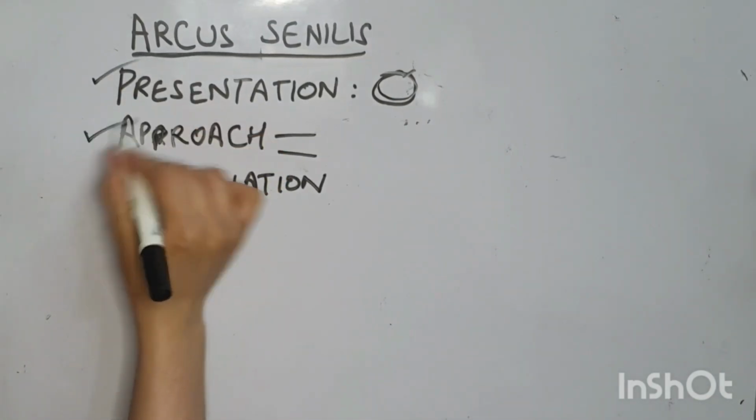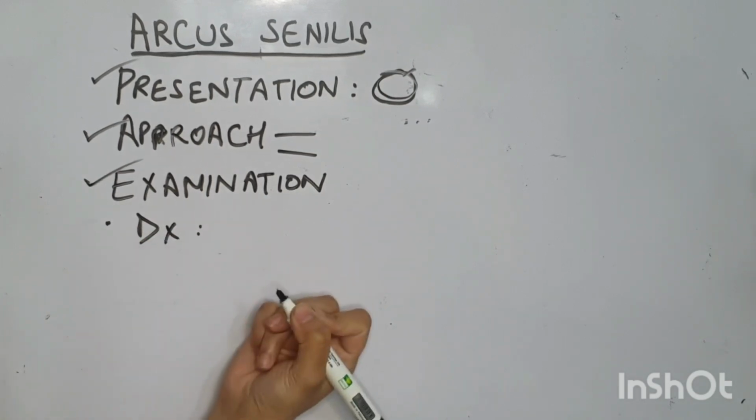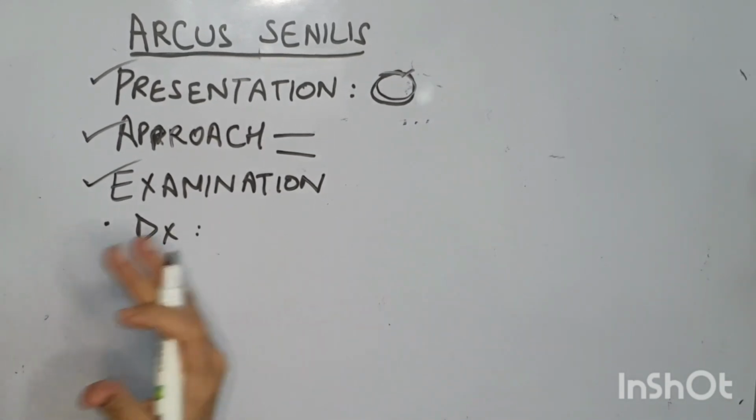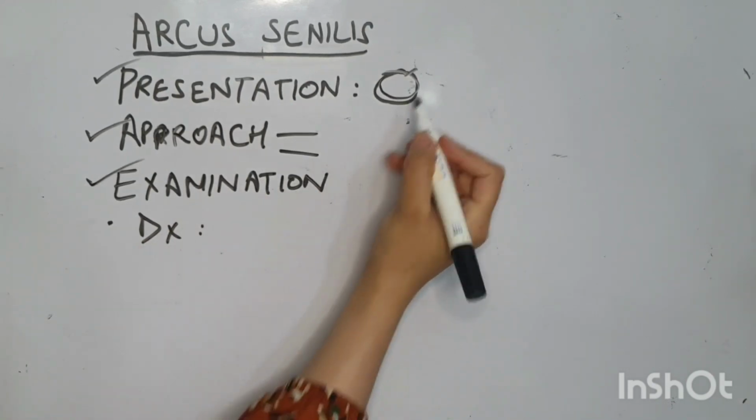Presentation done, approach done, examination done. Now you have to explain the diagnosis to the patient. How are you going to do it? So, Mr. X, based on what you have told me and based on my examination findings, you were right. I can notice a ring around your eye.